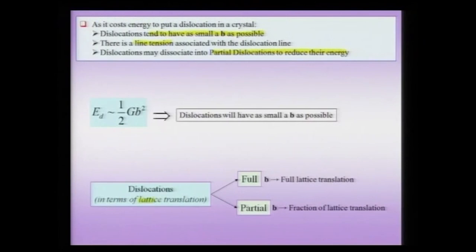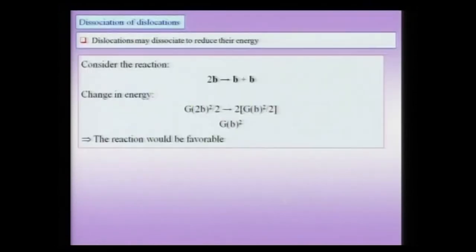In terms of a lattice translation, if the Burgers vector of a dislocation is a full lattice translation, you call it a full dislocation, and if it is a fraction of the lattice translation, you call it a partial dislocation. So, we will soon take up examples of full and partial dislocations, especially in the context of cubic close packed crystals. So, let us consider how a dislocation can actually split its strength and therefore reduce its energy.